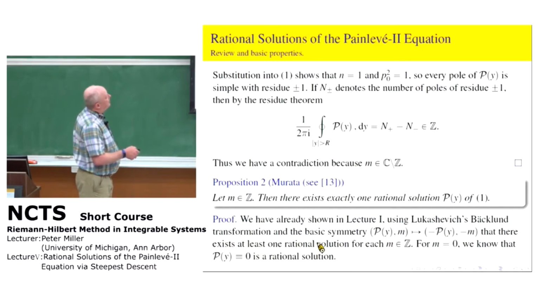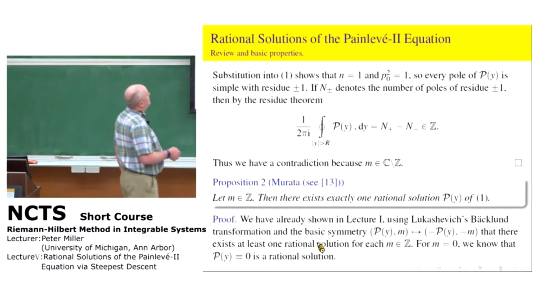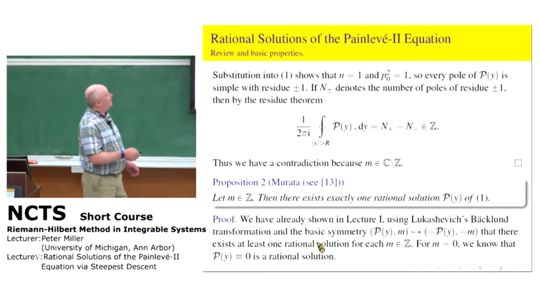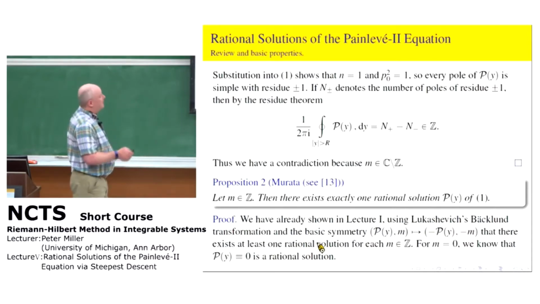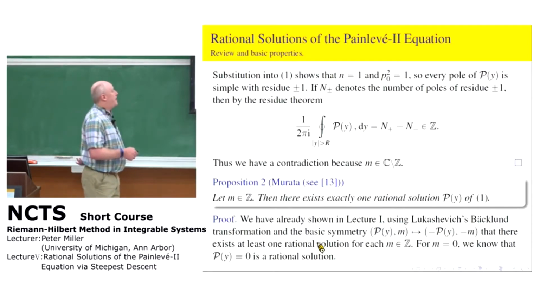There's a little typo here, which I have to fix, I guess. Okay, so that's a contradiction because we assumed that this number was equal to m, which was not an integer. So that's the reason why you can only have a rational solution if m is an integer number in the differential equation. Okay, so then here's something that was first proved by Murata.